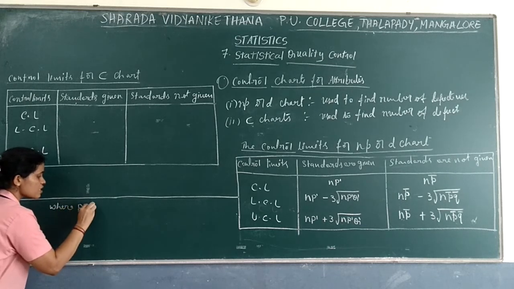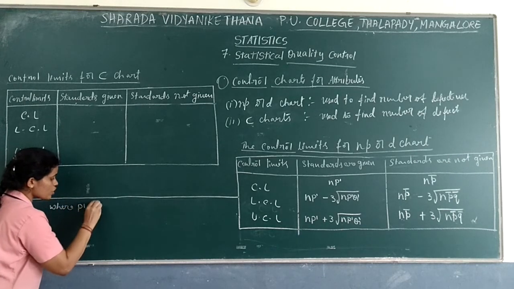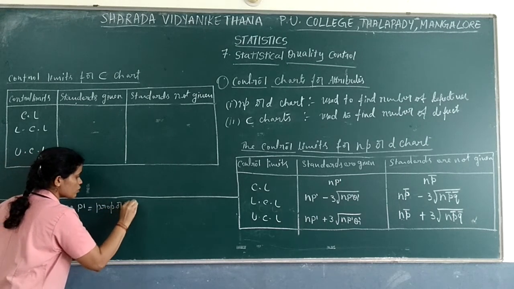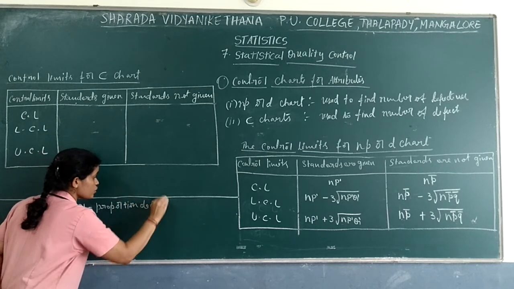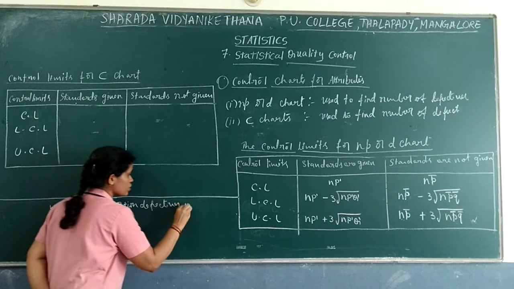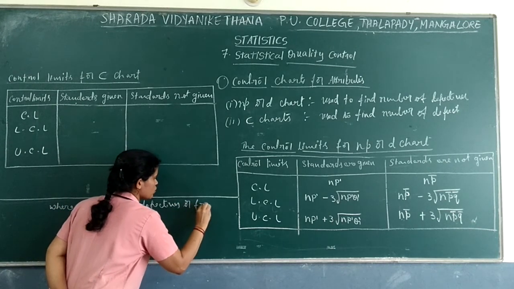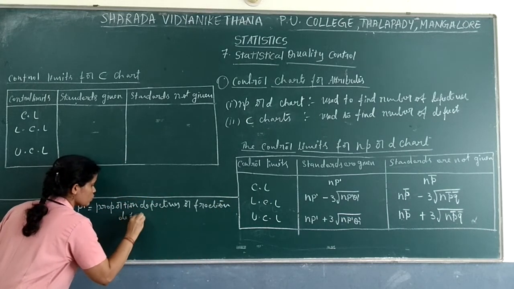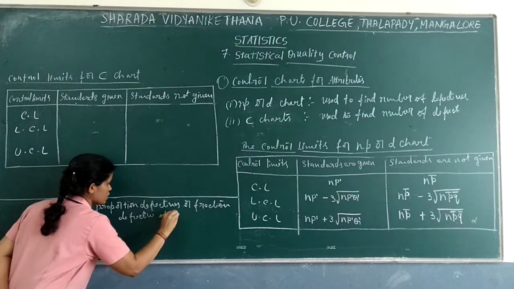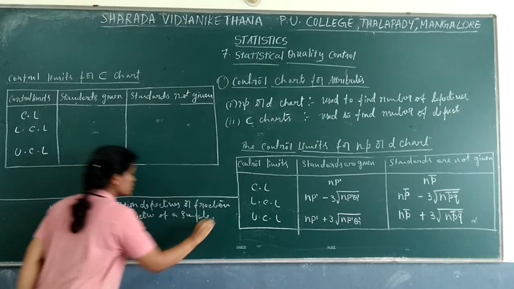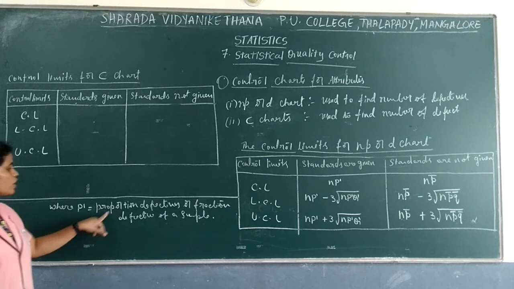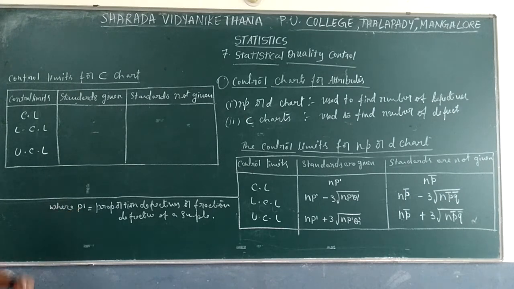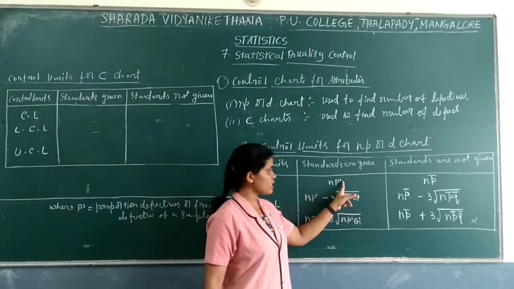P dash is the fraction defective, or proportion defective, of a sample. If in a problem you see the word proportion or fraction defective and a particular value is given, you have to consider that as P dash.